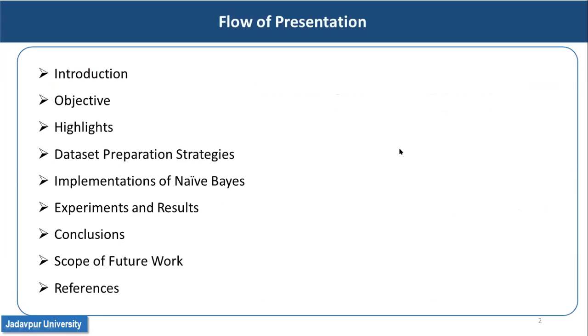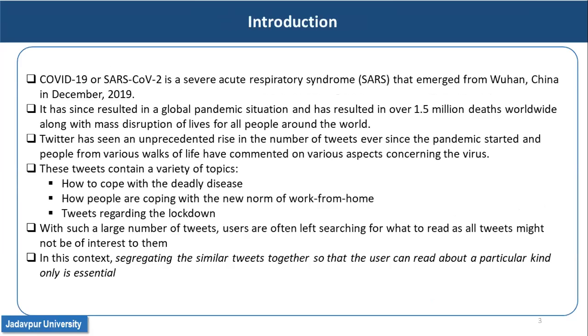This is the flow of presentation. We start with the introduction, objectives, and continue. First of all, the introduction. COVID-19, or SARS-CoV-2 as it is called, is a severe acute respiratory syndrome that emerged from Wuhan, China. It has caused a lot of disruption and a lot of deaths, so it is in all the news.